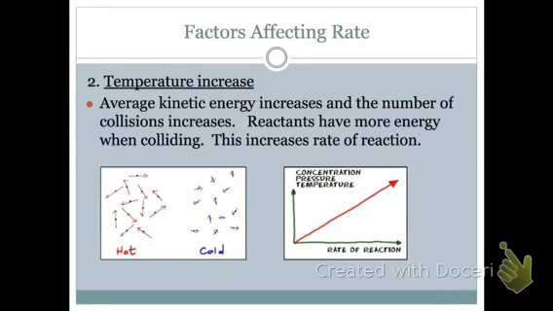Temperature increase. Average kinetic energy increases and the number of collisions increase. Reactants have more energy when colliding. This increases the rate of reaction. So if you're looking at the picture on the bottom left, it's a cartoon drawing, but it's pretty effective. You've got your cold molecules have less energy than your warmer molecules. And so the warmer it gets, the more energy it has, and the more movement it will have. In general, as you increase concentration, pressure, and temperature, all three of those will help increase your rate of reaction.